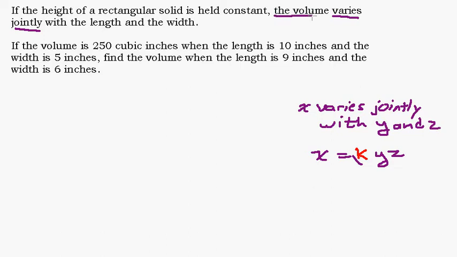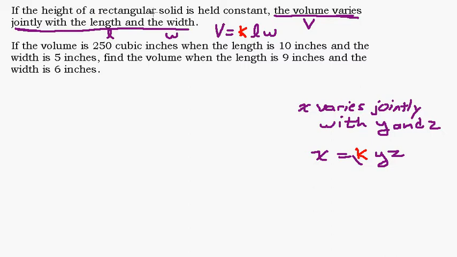So let's take this problem right here. The volume varies jointly with the length and the width. Let's use V for volume, and L for length, and W for width, and write a formula. So we know the volume varies jointly, and we need to put our K in there, as the length and the width. Length and the width. So that's the first step, is to translate this fact into a little formula.